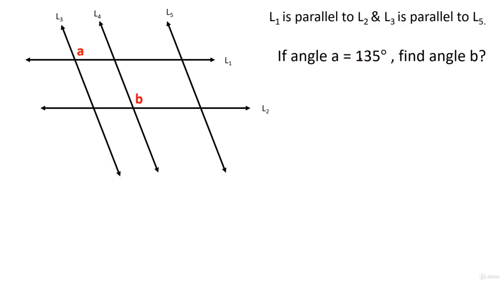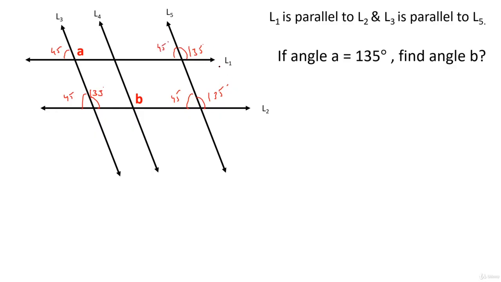If L1 is parallel to L2 and L3 is parallel to L5, same question. And angle A is 135 degrees, find angle B. Okay. Now, guys, if angle A is 135 degrees, you can say this angle also is 135 degrees, or this angle also is 135 degrees. Same with this angle, 135 degrees. Okay, if this is 135, what will this be? In a linear pair, 45, this also will be 45, this also 45, this also 45.